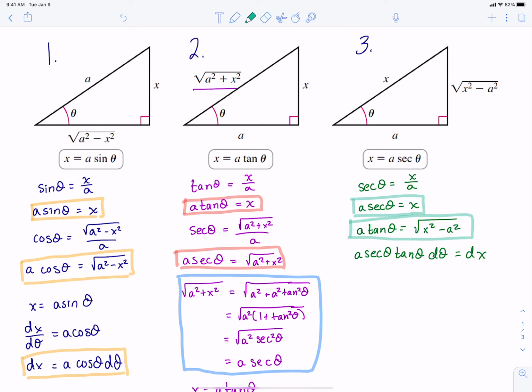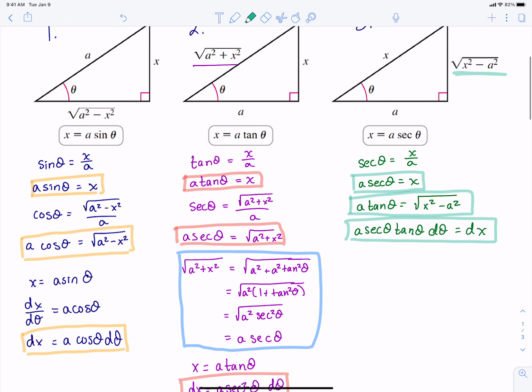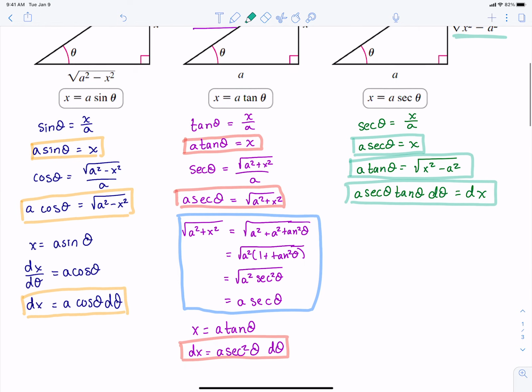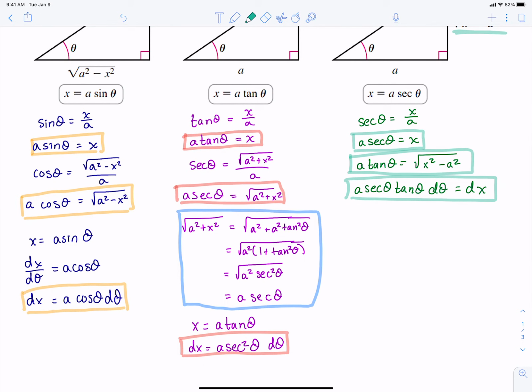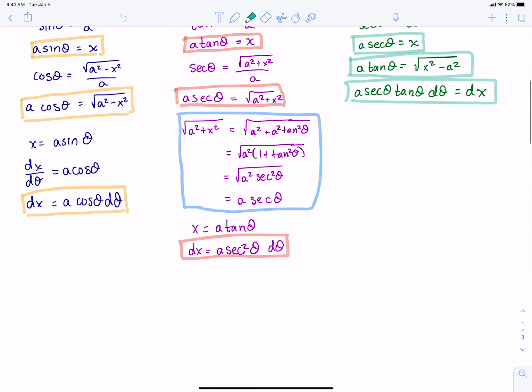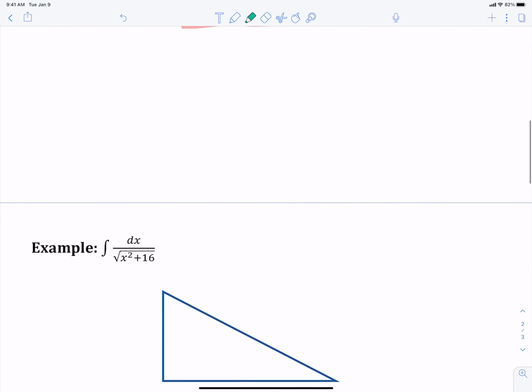So these are the three relationships that we're going to use if we have this type of square root to change everything from our x variables to our thetas. We did an example of triangle 1 in the first video. So let's take a look at an example that uses the second triangle, because we know it's the second triangle because it's that x squared plus a squared.